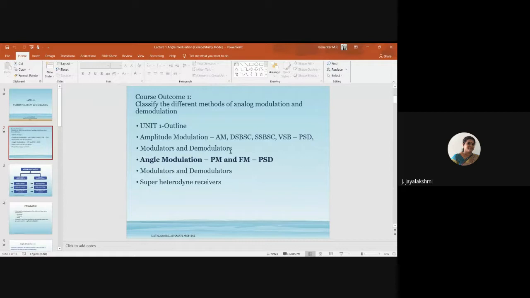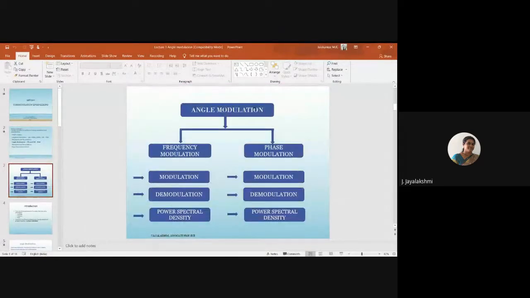Here also we are going to see the various representations of the signals as well as the power spectral density of the PM and the FM signal, and how to modulate and demodulate the frequency and phase modulated signal, and of course the application of the FM signal, where we are going to see how the superheterodyne receiver works. So angle modulation is classified into frequency modulation and phase modulation. We will see the modulation, demodulation, and the power spectral density. Similarly, phase modulation. So this is the outline of this topic.